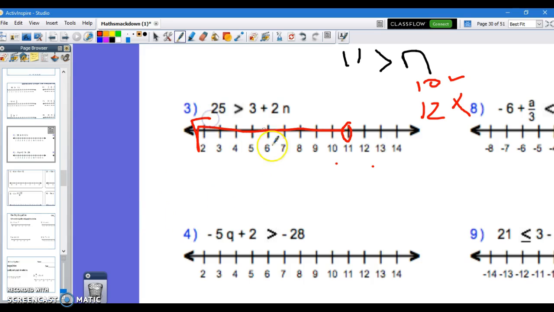So that means, one last time, any of these numbers should work for n. Let's choose 5. 11 is greater than 5. That is correct. Okay? How do I know if I'm not correct? Just for kicks, let's choose one of these. 14.